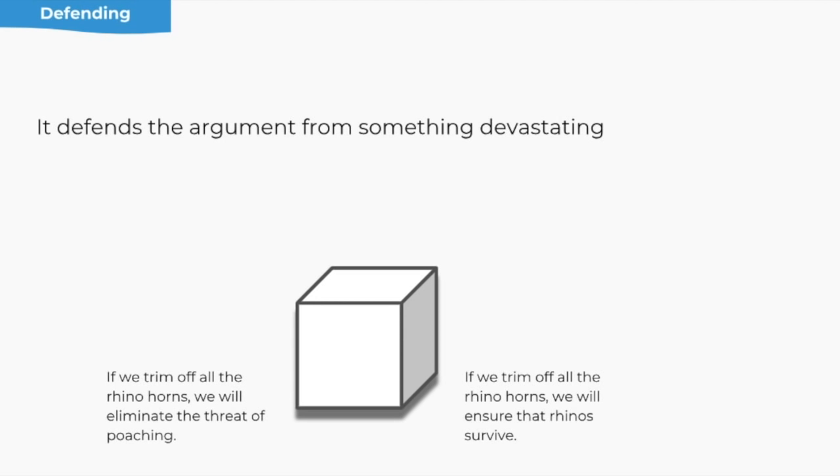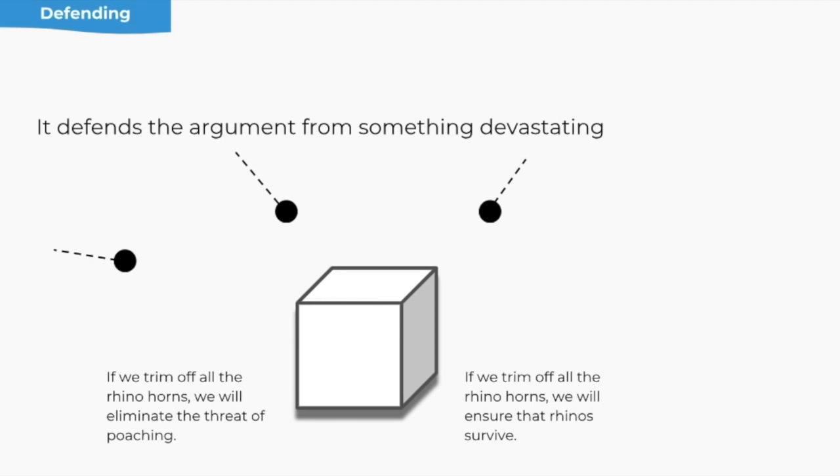So we can go back to that same example about trimming off the rhino horns and eliminating the threat of poaching. Even if we were to look at this argument from a defending perspective, there is this linking mechanism taking place within the argument that we could go and find that gap. But we could also try to defend the argument from a devastating consideration that we didn't think of initially. So, for example, what could be potentially devastating to this argument? What are some ideas that would destroy it?